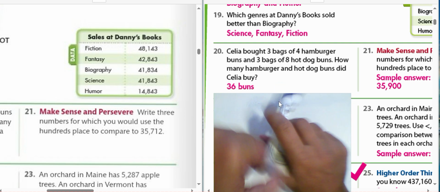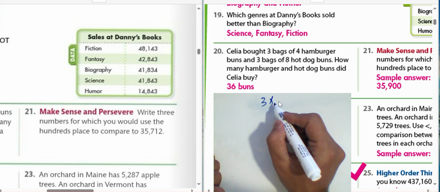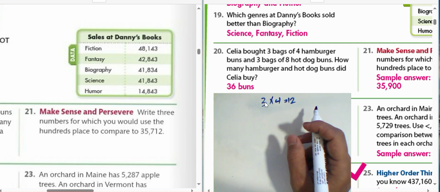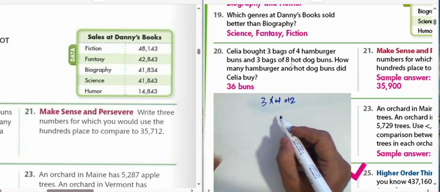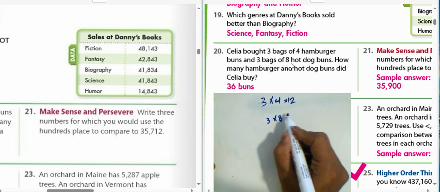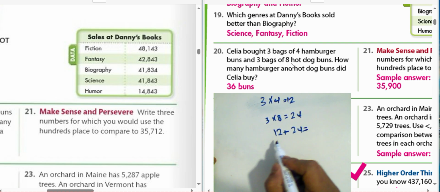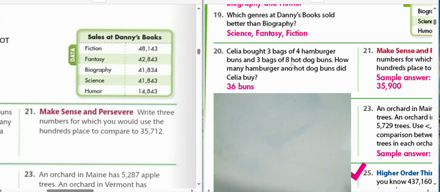First, we have the number of bags here, and each bag contains 4 hamburger buns. Then 3 times 4 equals 12, so we have 12 hamburger buns. And we have 3 bags containing 8 hot dog buns each, so write 3 times 8. The result will be 24. Then we can add together 12 and 24 to find the total. 24 plus 12 will be 36. Then the result here will be 36. Next question.